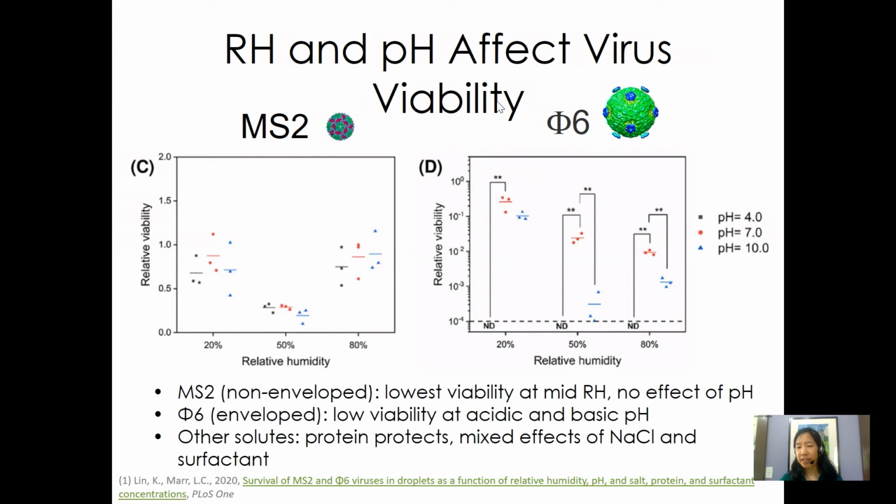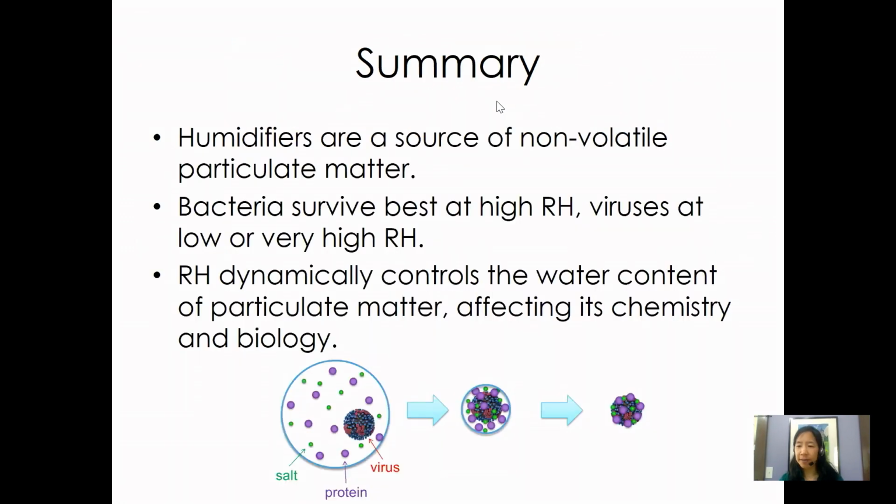We've done this also looking at other solutes in the media. We looked at sodium chloride, BSA, bovine serum albumin, as our protein, and a surfactant. We found that protein is generally protective, which has been shown before, and we found mixed effects for the sodium chloride and surfactant. So when you are looking at these kind of droplets and films in the indoor environment, the chemical composition can matter, and the relative humidity also matters.